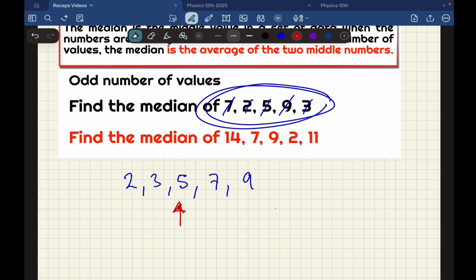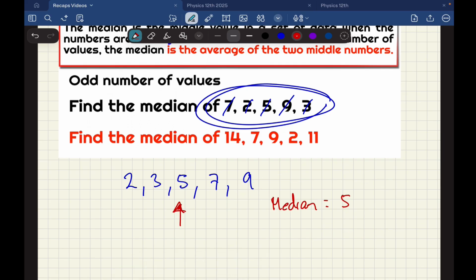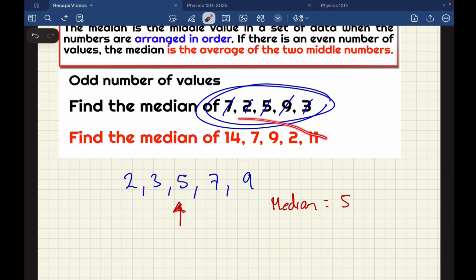We can say the median equals 5. That's it. The same happens with this situation. We need to change the order and then find the median.